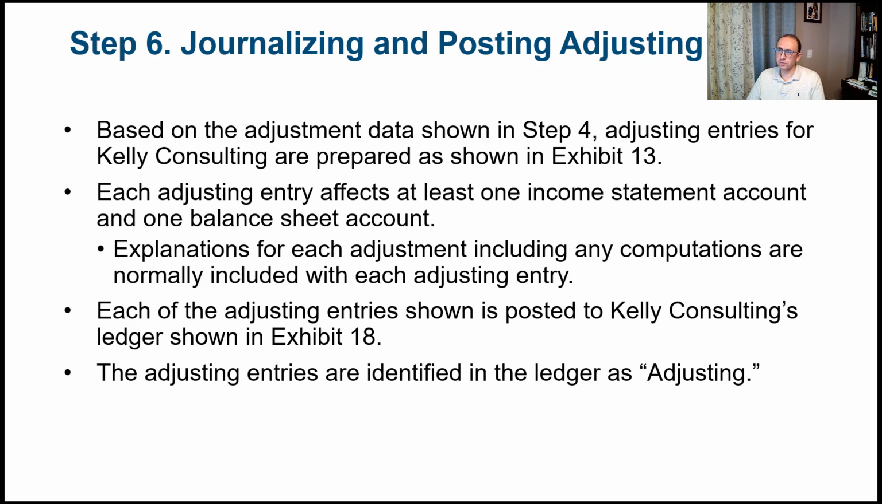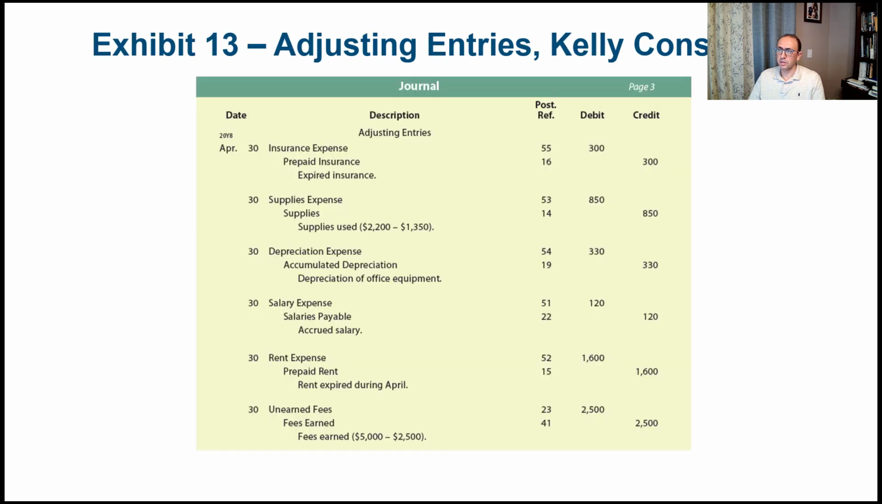So explanations for each adjustment, including any computations, are normally included with each adjusting entry. Each of the adjusting entries shown is posted to Kelly Consulting's ledger in Exhibit 18 later. And then the adjusting entries are identified in the ledger as adjusting. And here we have an example of adjusting entries. So you can see that each one affects an income statement account and a balance sheet account. Here we have an adjustment for the insurance, an adjustment for the supplies, depreciation, the salaries, the rent, and the unearned fees that were partially earned.